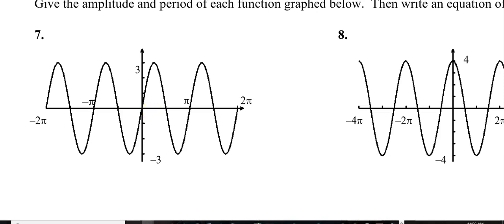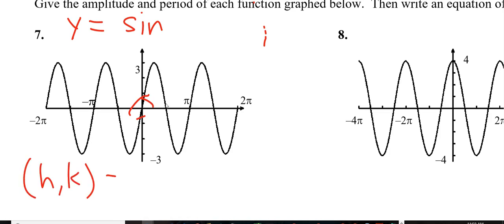Whoa, don't move on me. What's going on here? Why is that moving? All right, based on the fact that you see that it goes through the origin, would you say that's a sine or cosine? That's a good sine function, all right? So we can start thinking about, at least we know it's a sine function. What's your HK? Looks like 0, 0 to me, right?